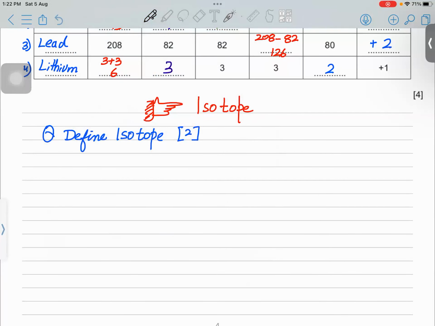Isotopes are atoms of the same element with the same atomic number, but a different property. Very good. Hamza, I'm sorry, your first part is correct. Atom of same element, right? This is for 1 mark.